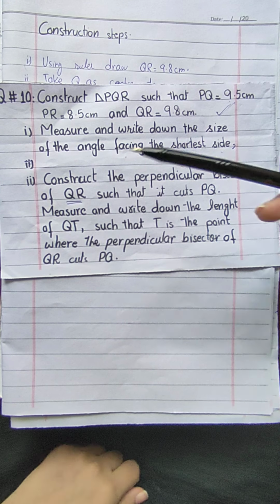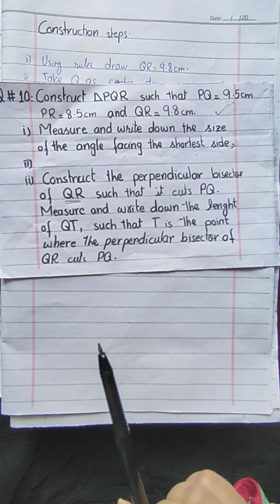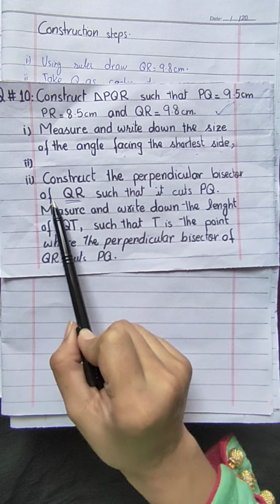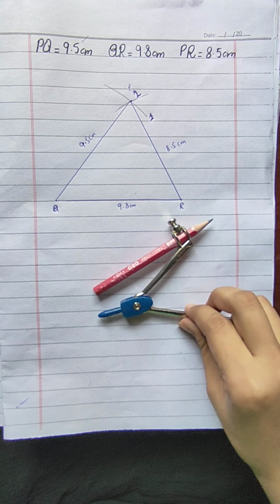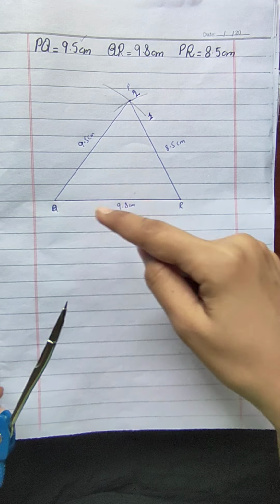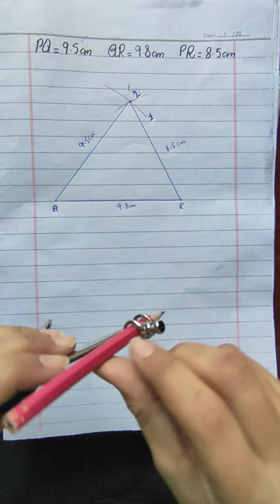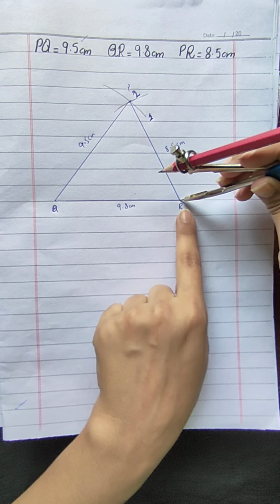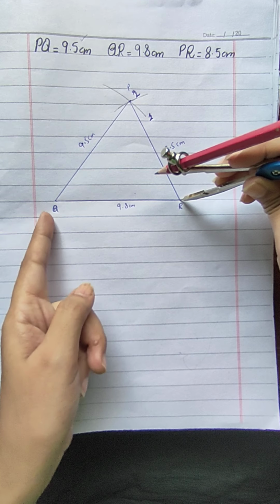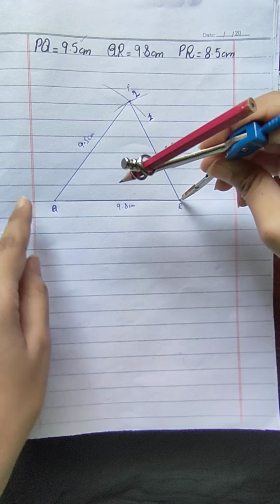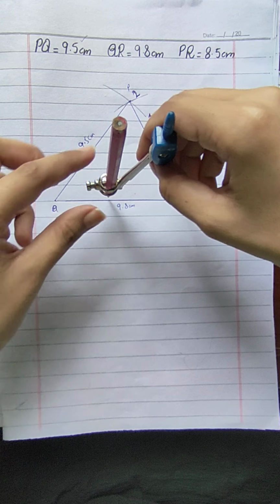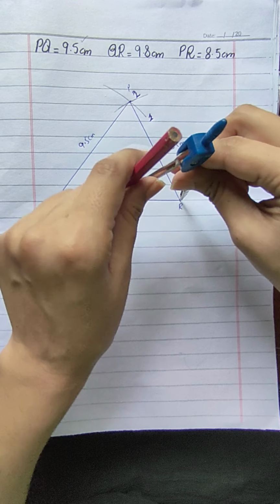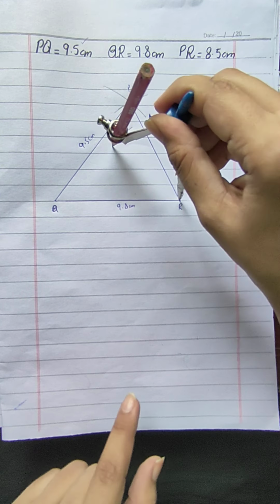Now we will solve the last part of this question. Construct the perpendicular bisector of QR. Now we will draw the perpendicular bisector of QR. Keep in your mind, keep your compass first on R, and open your compass more than half of QR. The half may be here and more than half is like this. Open your compass more than half of QR and draw arc 1 above QR.